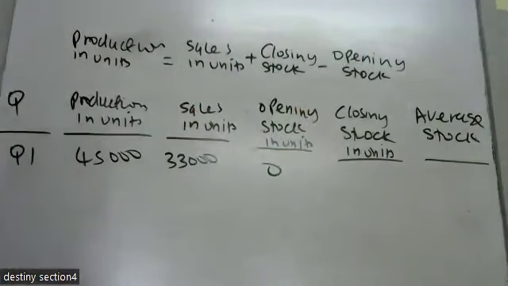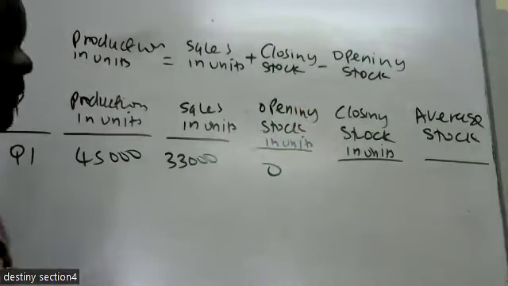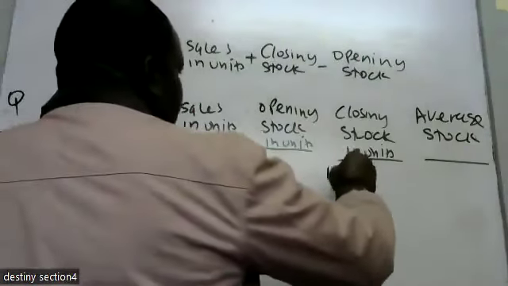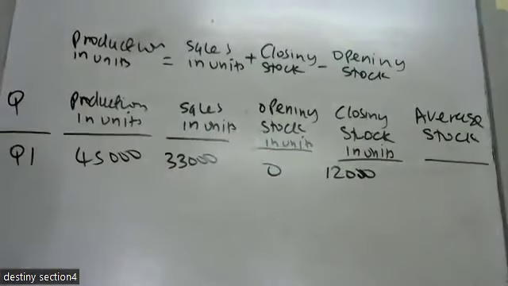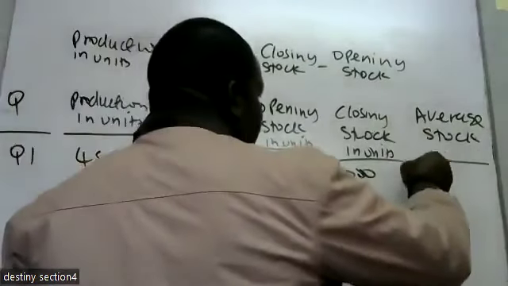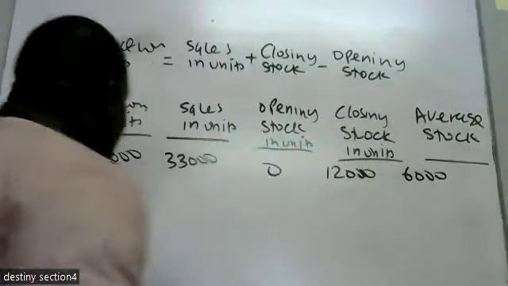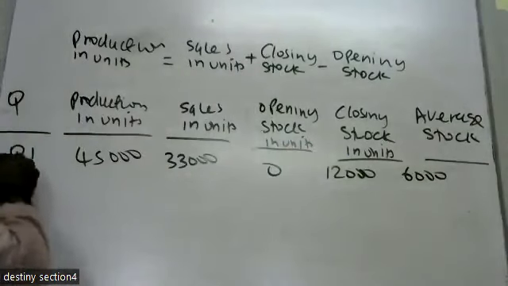So what should be there as our closing stock? Our closing stock will be 12,000. For the average, we normally add opening plus closing divided by 2. For you to get the average stock, simply add the opening stock plus the closing stock, divided by 2. So you take the 12,000 plus 0, which remains 12,000, then divide by 2 to give us 6,000. Yes.